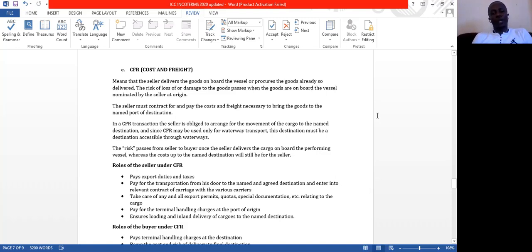The seller must contract for and pay for the cost and the freight necessary to bring the goods to the named destination. That's why we have this one here, the cost and freight. Okay, so the seller is the one who pays for that. Get that? So in a CFR transaction, the seller is obliged to arrange for the movement of the cargo to the named destination. And since CFR may be used only for waterway transport, this destination must be accessible through the waterways.